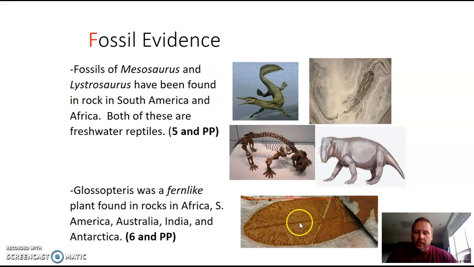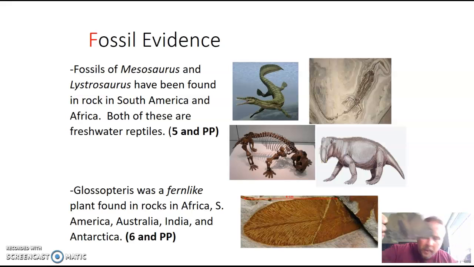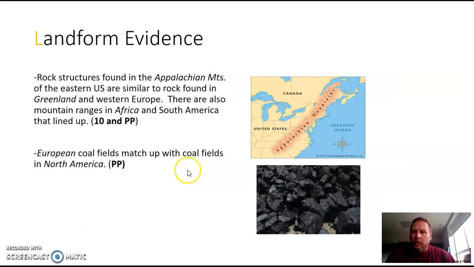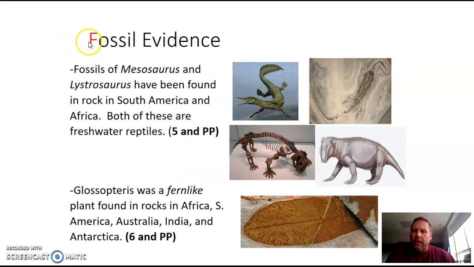If you look down here, this is called the Glossopteris, and this was like a fern-like plant. This one actually almost looks like the Glossopteris, if you look at it closely. And this was found in rocks in Africa, South America, Australia, India, and Antarctica. This also proved that these were once together, finding them on different continents, meaning maybe it was once one. Okay, and that's the first part of FLIC, fossil evidence.